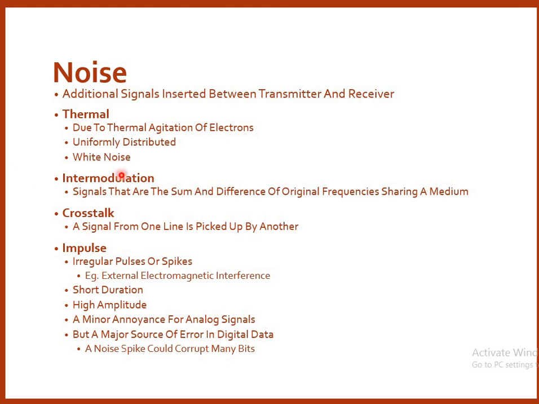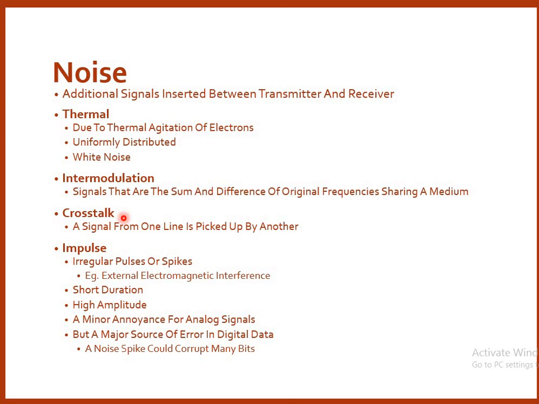Second type of noise is the intermodulation noise. The reason for the intermodulation noise is signals that are the sum and the difference of the original frequencies sharing a medium. If multiple signals are transferred over the medium, the signals get added together. So at the receiver we are getting the sum and differences of the original frequencies instead of the actual signal. So this type of noise is called intermodulation noise.